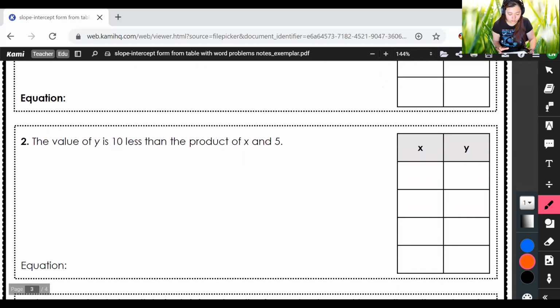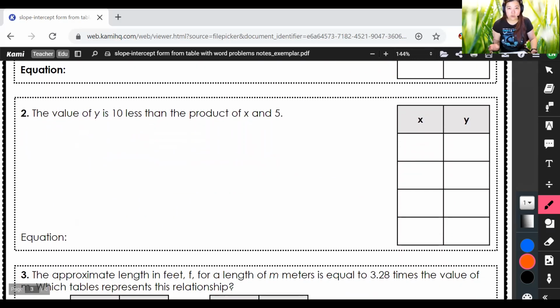There was one that I wanted to go over with you because it's a little bit different from the ones that we did previously. Okay, and that is, let's look at number 2. Number 2 says, the value of y is 10 less than the product of x and 5. Now we know product means multiplication. Less than, you can guess, when you have something and then the next day you have 10 less than what you had the day before, you're subtracting.